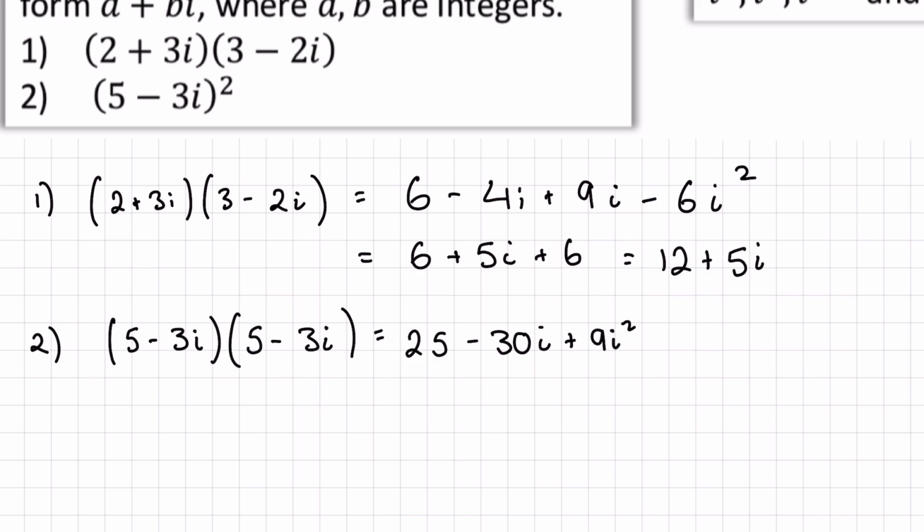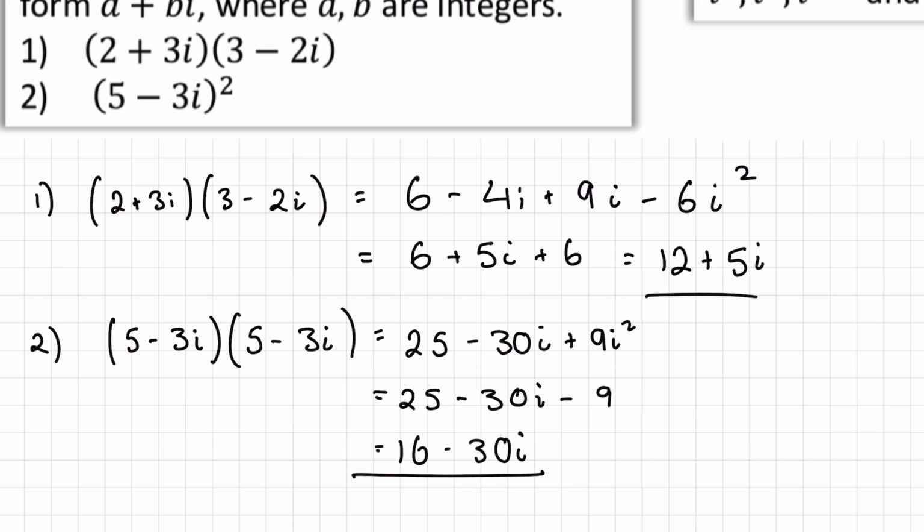So meaning we are left with 25 minus 30i, and then 9 times -1 is -9. And that would leave us with 16 minus 30i. So both answers there. Okay.